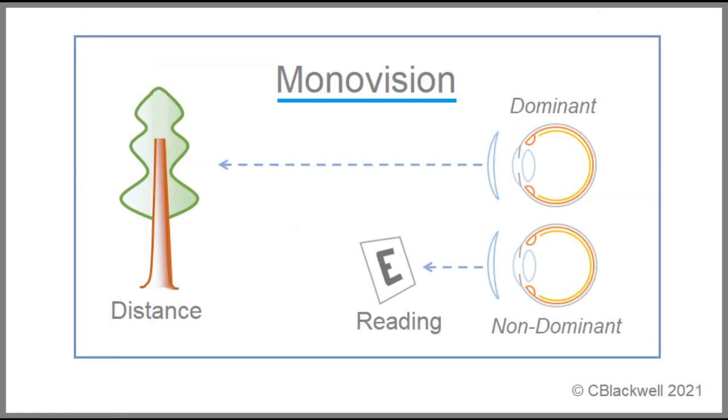Sticking with single vision lenses, there is an option called monovision. This diagram shows the concept of one eye at focus for a distance and one eye for near. Sounds a bit surprising, but it works pretty well.